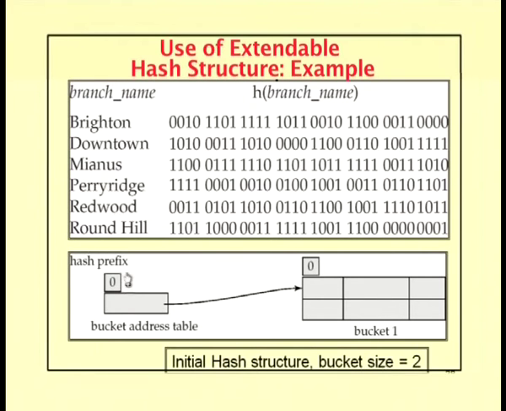Now, use of an extendable hash table: suppose you have Brighton, Downtown, Mianus, Perryridge, Redwood, Round Hill, and this is the actual hash value. Then you are going to use a hash prefix into the bucket address table. In the initial hash structure, the bucket size is actually only 2. So, this is the way it is done.